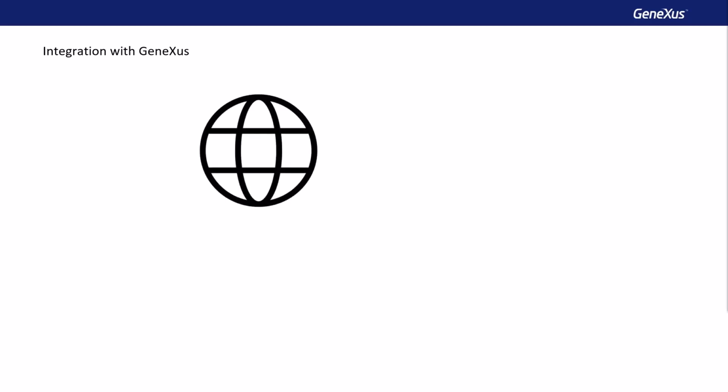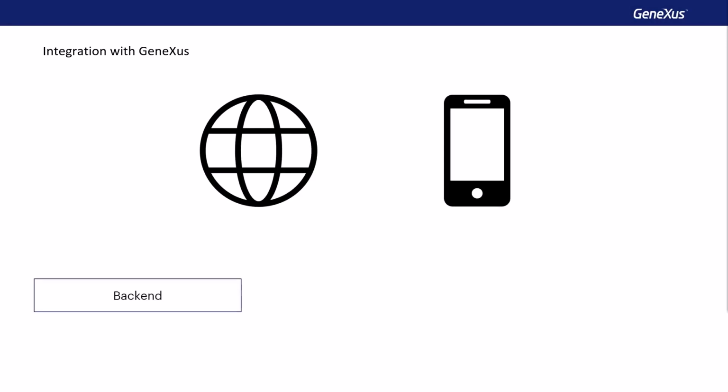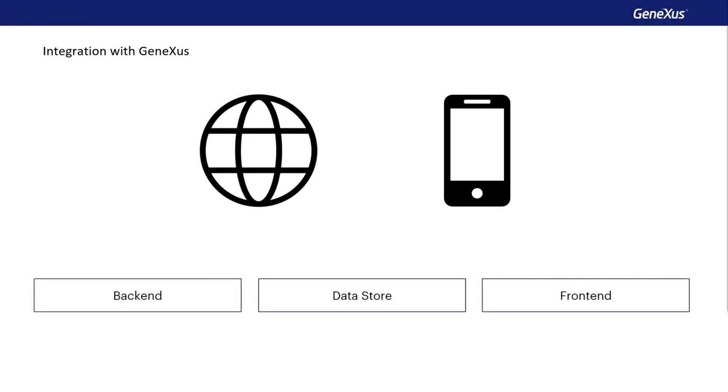GAM supports platforms for running both web and mobile environments. It's possible to define the language to be used in the backend, the database management systems, and the platform to be used in the front end. All of this from the GeneXus UI. Later on, we'll explore each one in depth.